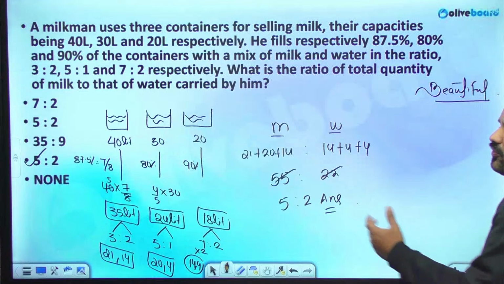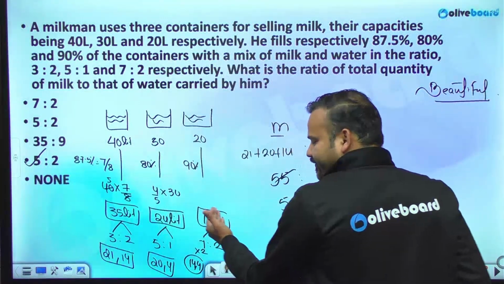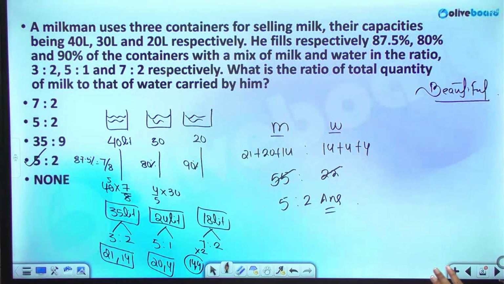Right? This 40 liter, 7 by 8 is 35, 25, 4 and 18. I divided this. So this was easy, not so tough.